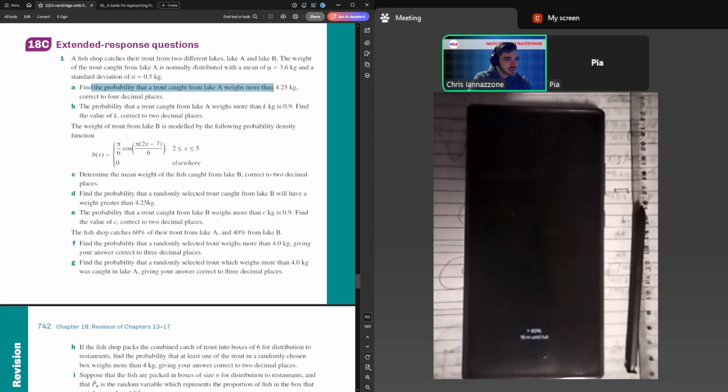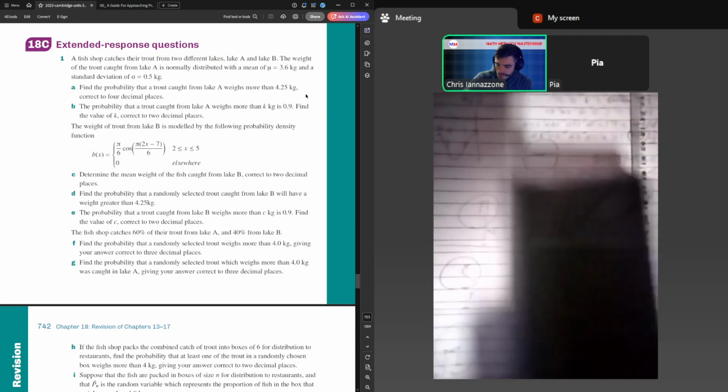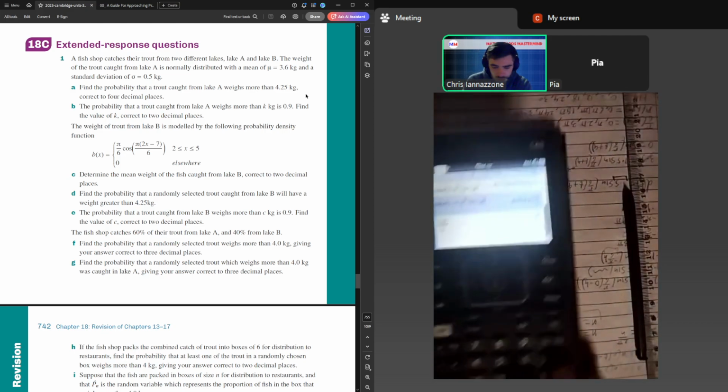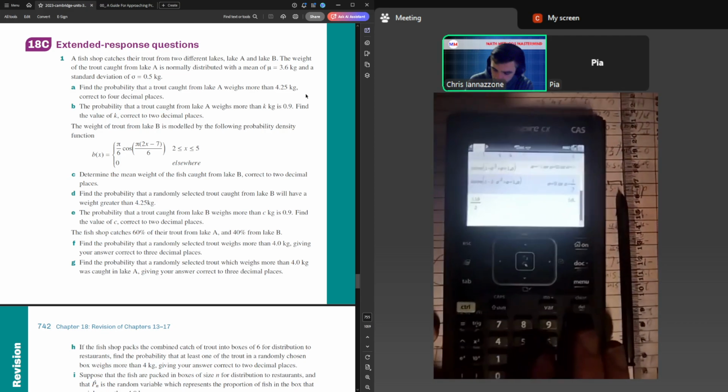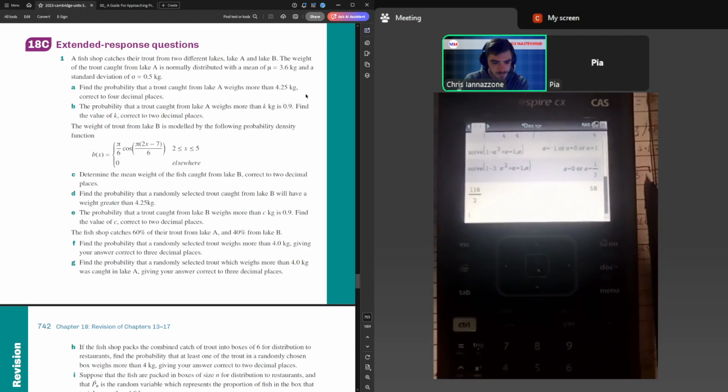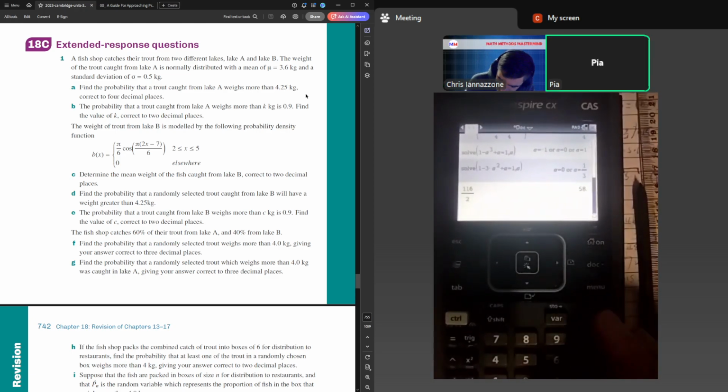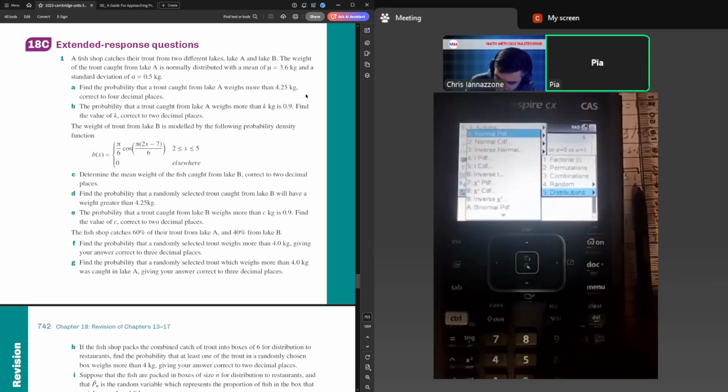Now that we know we're doing the normal distribution way of solving, the next question becomes: we want to find the probability that it weighs more than 4.25 kilograms. So how do we find a range of probabilities when it comes to normal distribution? It's okay if you don't remember it. It is a CAS thing specifically. Do you remember? Not really. That's fine. We're going to do a full review of basically everything right now.